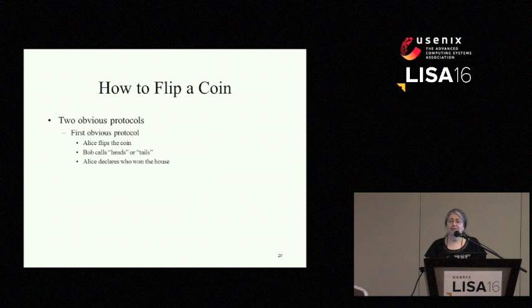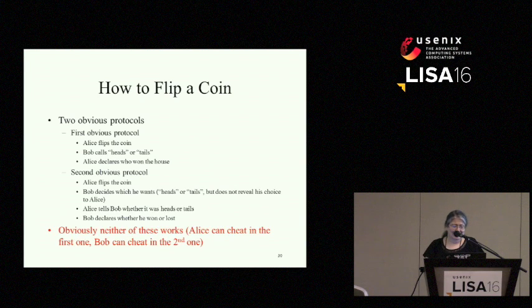So there are two obvious protocols. The first protocol is Alice flips the coin. Bob over the phone says, I want heads or I want tails. And then Alice says, you won the house or you lost the house. The second obvious protocol is Alice flips the coin. Bob is supposed to choose heads or tails but not tell her, and then she says whether it was heads or tails, and he says whether or not he got the house. So obviously neither of these works because one or the other can cheat.